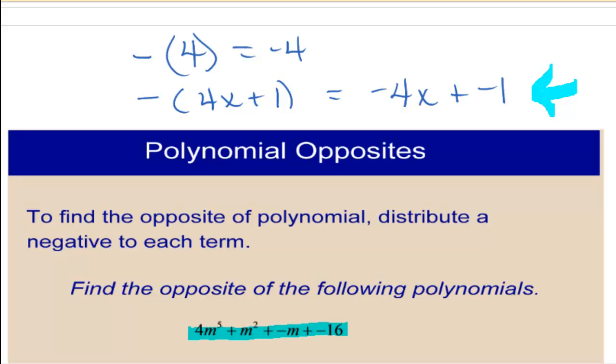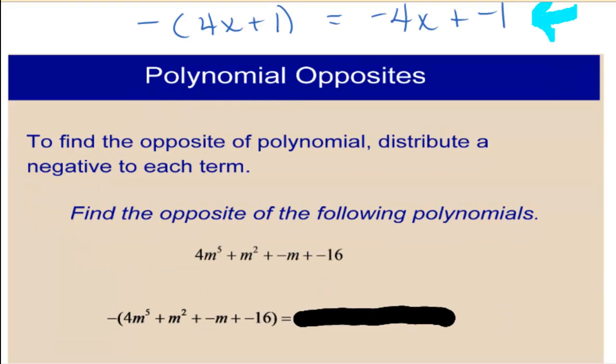Here we have this polynomial and we're going to find the opposite of it. Now I think it's a lot easier to work with opposites if all of our terms are being added together. In other words, I always change any subtraction to addition. In this particular example it's all addition, so that's not an issue, but you'll see me changing subtraction to addition later. So we're going to find the opposite of this polynomial by distributing a negative through the entire thing.